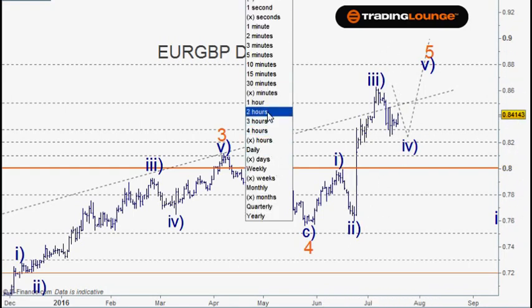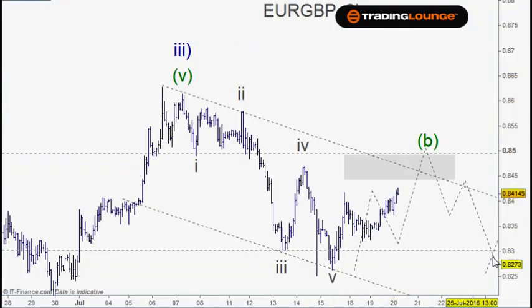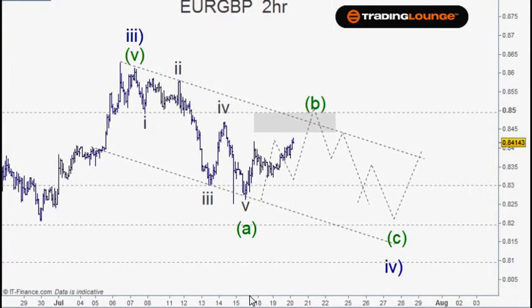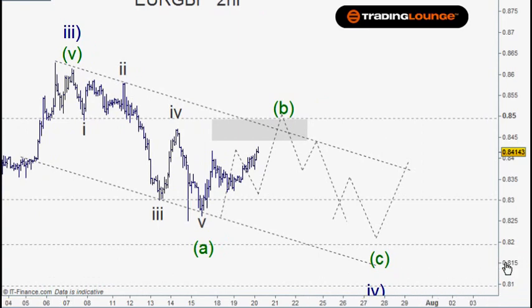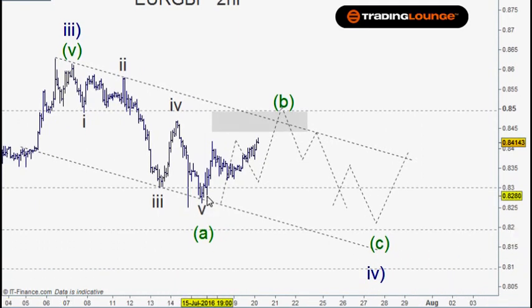So I'm just going to cut through to the 2-hour chart in here. I was looking at it last time we spoke, and I'm not quite sure where we were. We must have been down here somewhere. So anyway, we're in the B wave. We're looking for that 50-60% retracement level, and then we'll be looking for five waves down into this area through here: one, two, three, four, five.